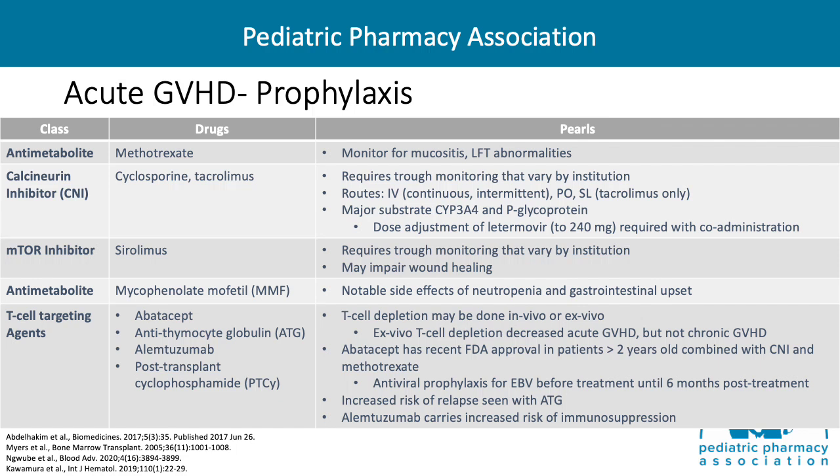The next category is T-cell targeting agents, and these are a developing prophylaxis strategy. The previous therapies discussed prevent GVHD by immunosuppression, but this can hinder the graft versus leukemia effect that we are desiring. Therefore, new treatment strategies are attempting to maintain that graft versus leukemia effect and target T-cell activities seen in acute and chronic GVHD processes. T-cell targeting drugs include abatacept, ATG, alemtuzumab, and also post-transplant cyclophosphamide.